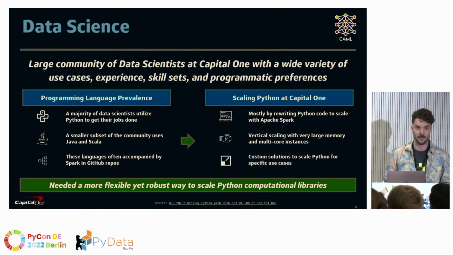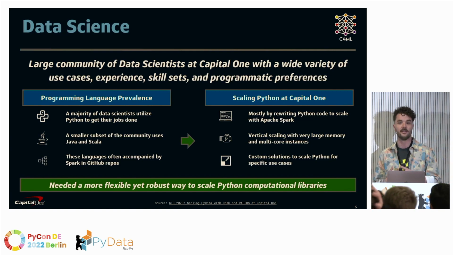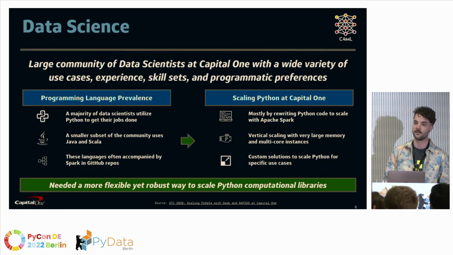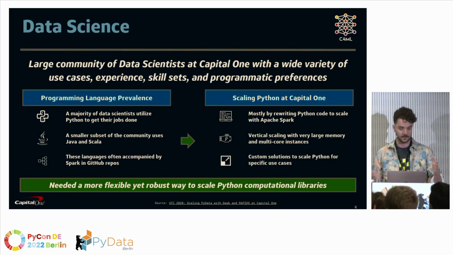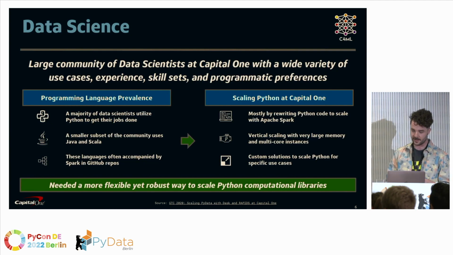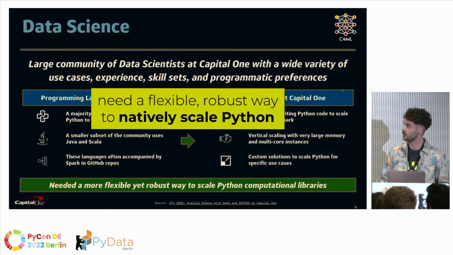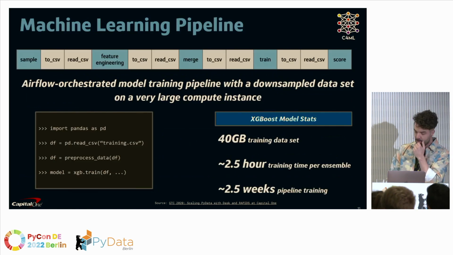They also have a challenge with different programming languages in their organization. So there's a lot of Python programmers who like to code in Python, but then need to use something like PySpark when they want to scale. And then there's other people using other things, and they basically are a big fan of Python and wanted to stay Python native, but needed a flexible and robust way to do that.